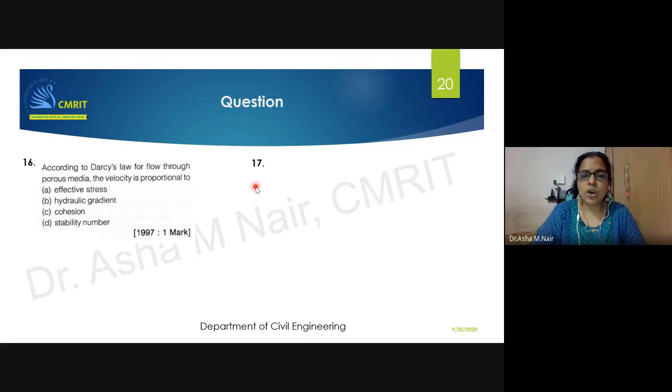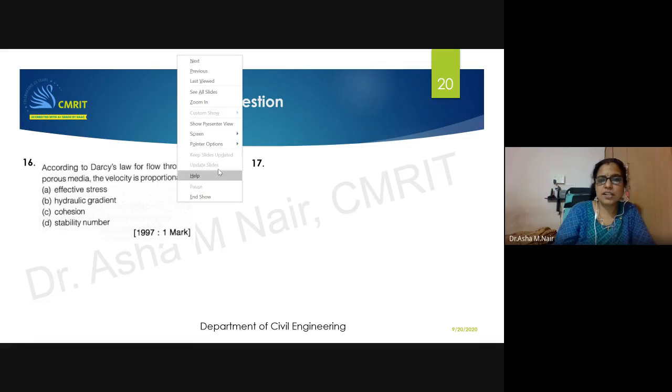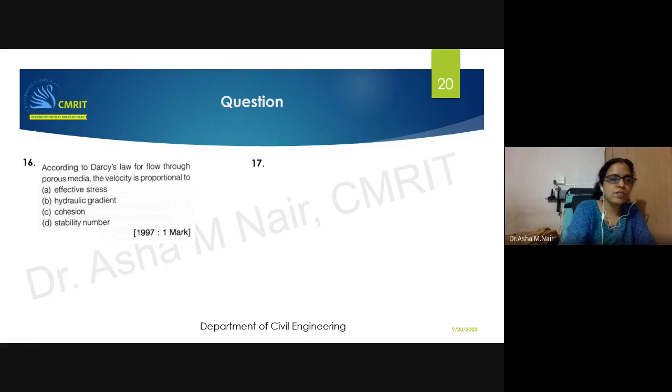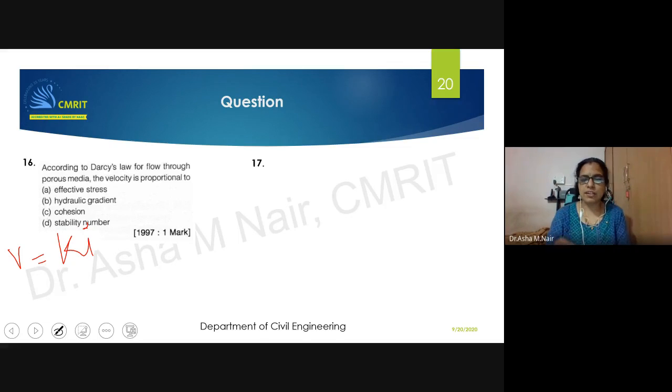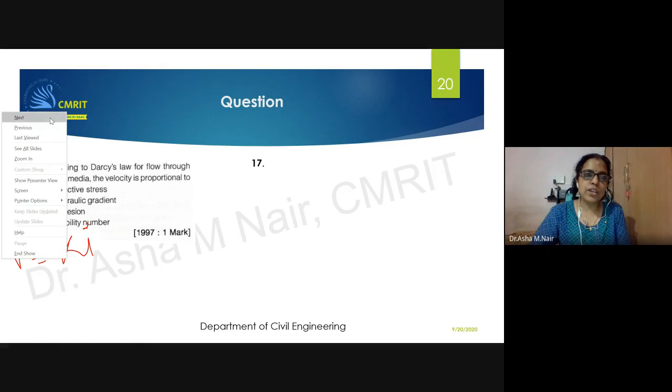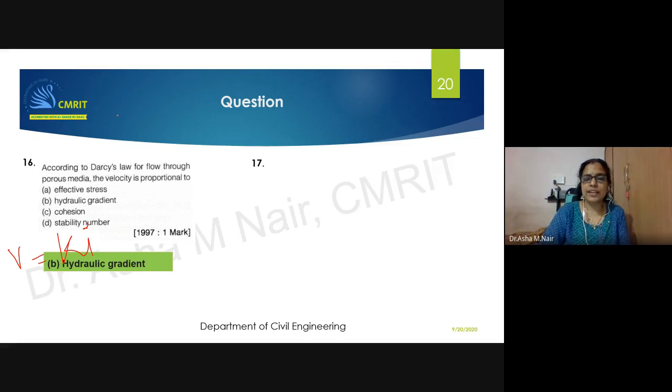Next one. According to Darcy's law, for flow through a porous medium, velocity is proportional to? According to Darcy's law, the velocity of flow is V equals K into i, where i is the hydraulic gradient. So it is independent of effective stress, cohesion or stability number, and dependent only on the hydraulic gradient.